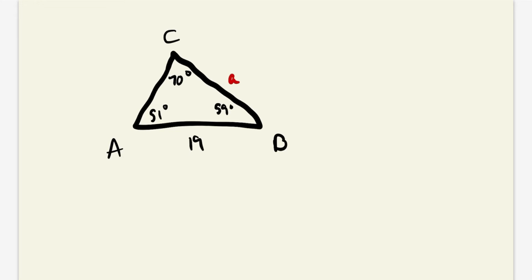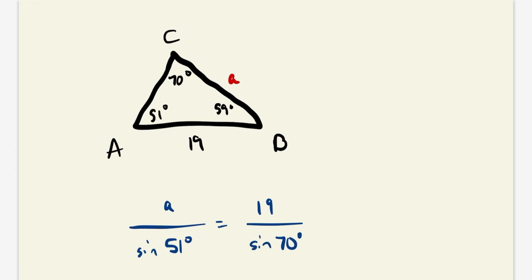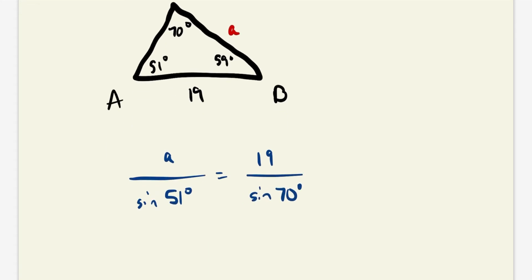And then to find side a, that would be this side here. We can use the law of sines. The setup would be a over sine of 51 is equal to this over the sine of this, 19 over sine of 70. Once again, to solve, we multiply both sides of the equation by sine of 51 degrees to isolate a.